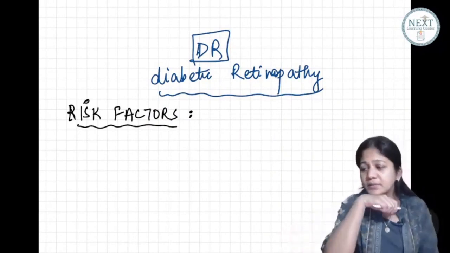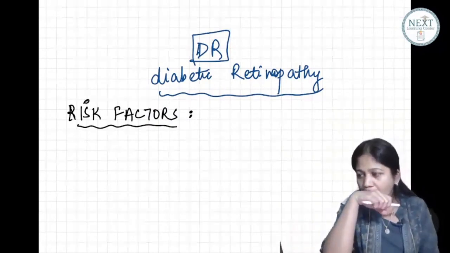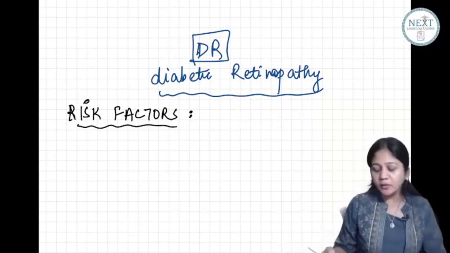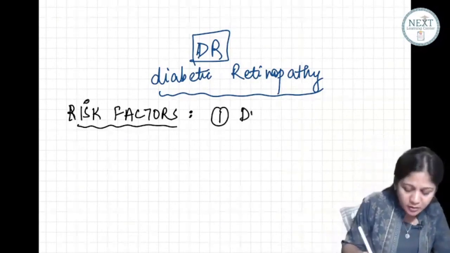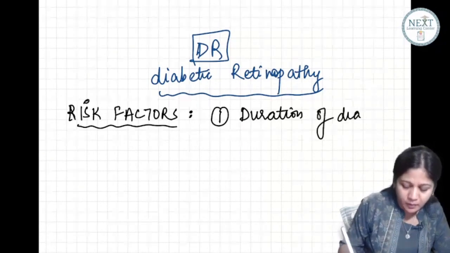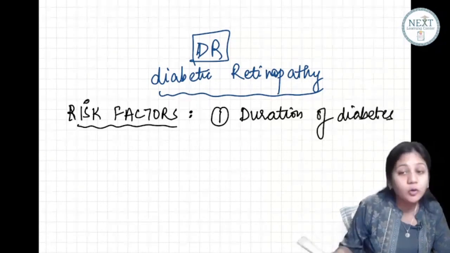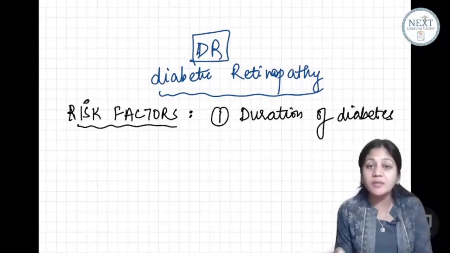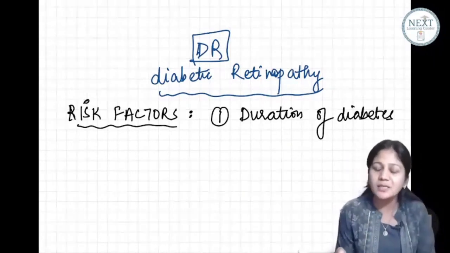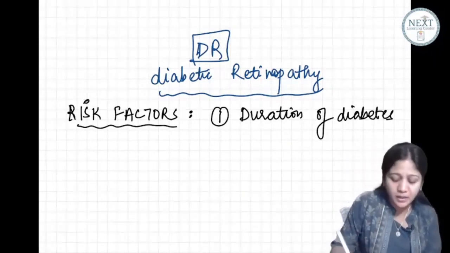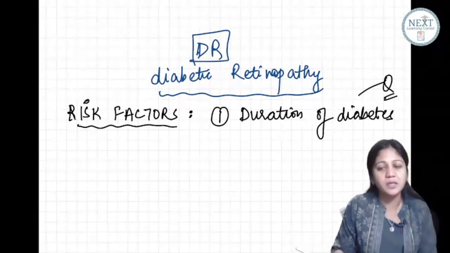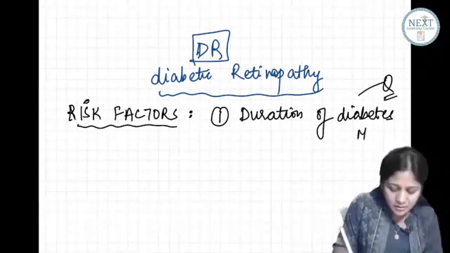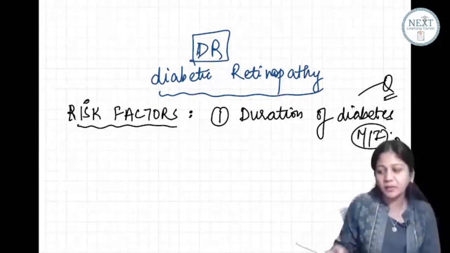So it is not uncontrolled diabetes, it is the duration of diabetes. Duration. Suppose somebody has controlled levels, but the duration of diabetes is more than 20 years, he has more chance. Okay, so this is a very favorite question of examiners. Duration of diabetes is the most important risk factor.